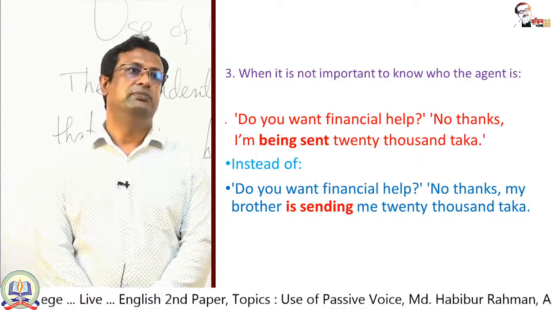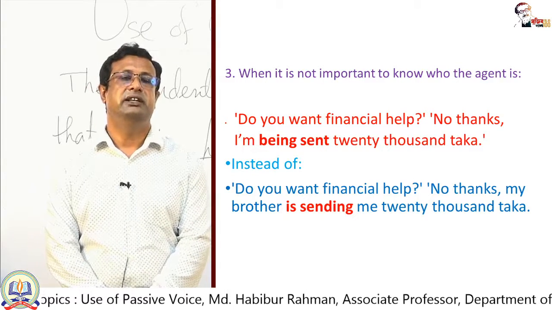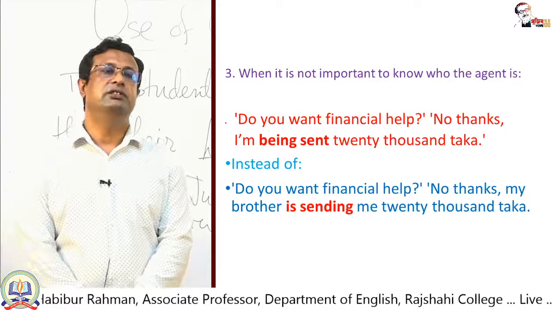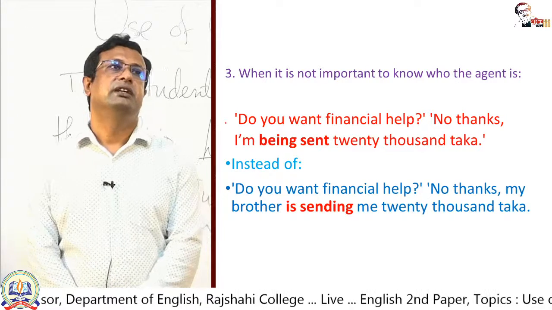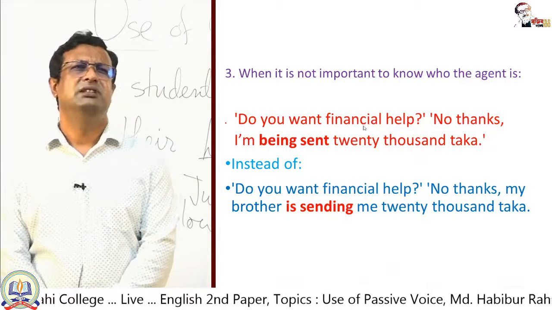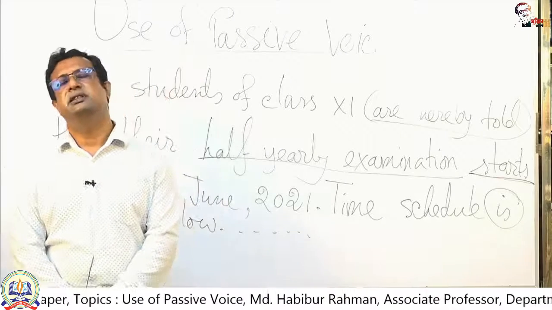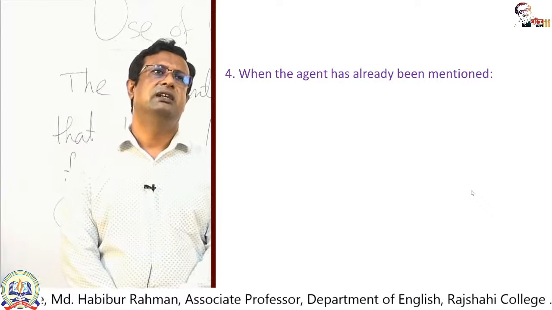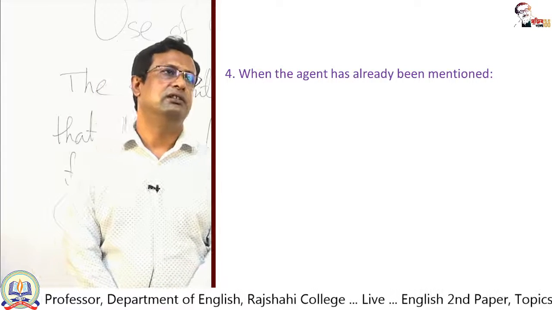Here the verb send is sending, and the real subject or real agent is my brother, and my brother is not important here, so he is not mentioned here. Okay, dear students, next, when the agent has already been mentioned, that is, everybody knows the agent. Previously the name of the agent has been mentioned or focused, and this is known to everyone, or especially the person whom he or she is speaking to.